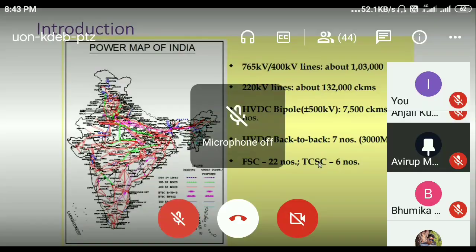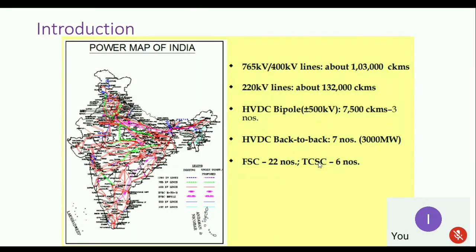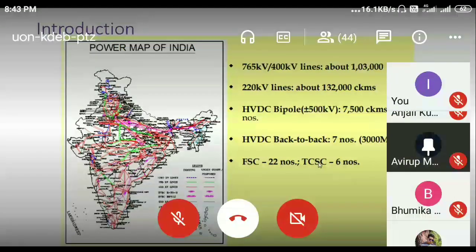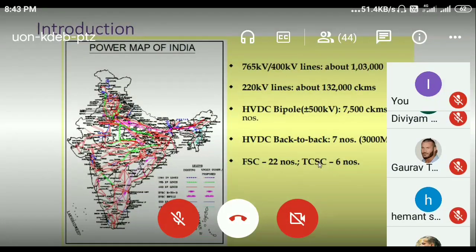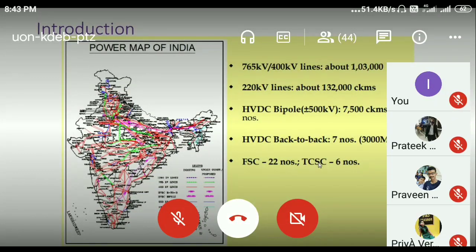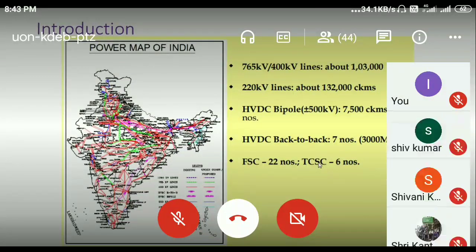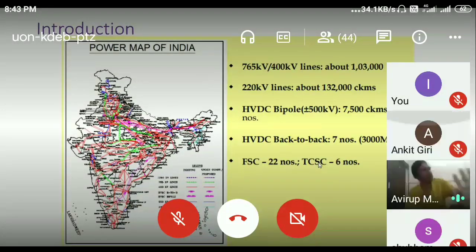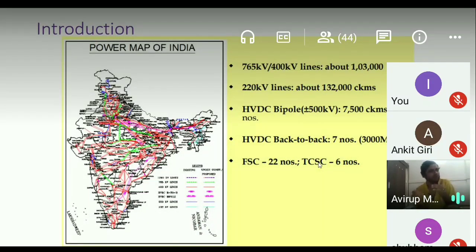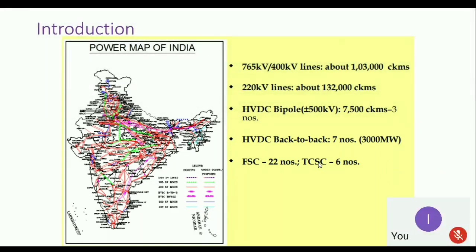Because if you install a normal series capacitor, its value is constant, right? But maybe during high load, you need your capacitance to be more. During low load, you need your capacitance to be lesser, right? So that flexibility is not obtainable if you are using fixed value of capacitors. So gradually from fixed capacitors, people are shifting to variable capacitors, which is implemented using this TCSC.